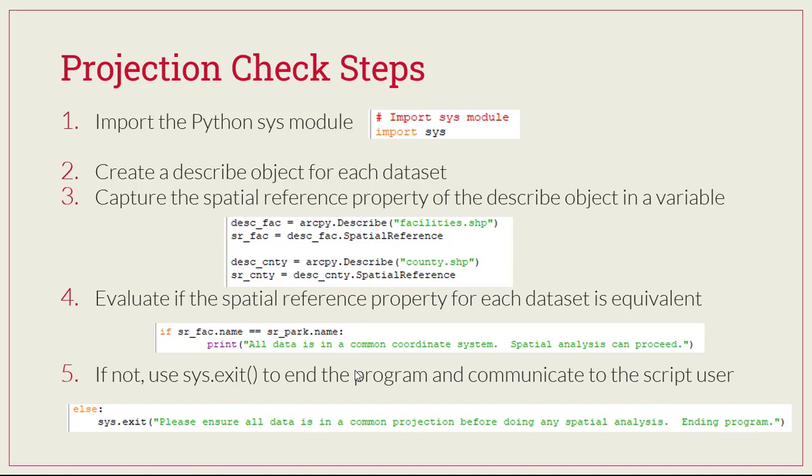However, in our else statement, if that does not evaluate to be equivalent, if there is something different, we want the user to know, and we actually need the script to stop so that the user can figure out how to get everything into a common coordinate system. So we're going to take advantage of the sys.exit method. And on the sys.exit method, you can put in a print statement to give the user some feedback. So for us right now, we're just going to say, please ensure that all data is in a common projection before doing any spatial analysis, ending the program. And when we do that, that's going to be a message to the user to go back and check on their data, and then they can come back and rerun the script.